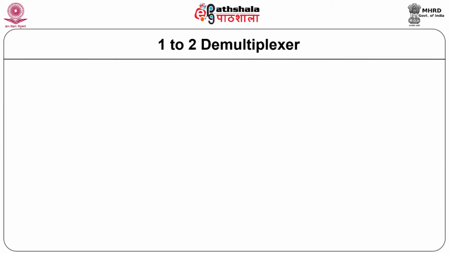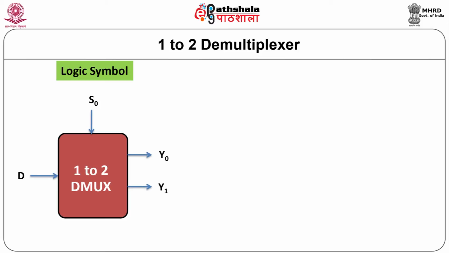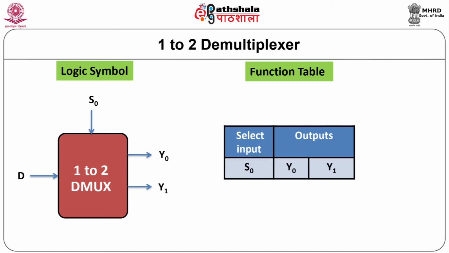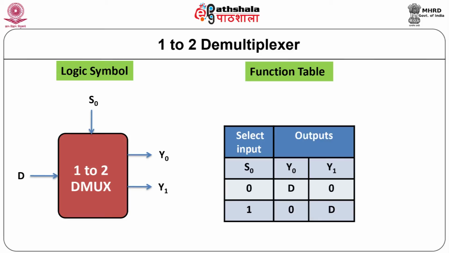Let us study 1 to 2 demultiplexer in detail. The symbol of 1 to 2 demultiplexer is shown here. 1 to 2 demultiplexer accepts single data input D, one select line S0 and 2 outputs Y0 and Y1. If you look at the function table, it is very clear that the select line will decide whether the output is to be distributed to Y0 or Y1. So, when S0 is equal to 0, you can see Y0 carries the data D. When S0 is equal to 1, Y1 receives the input data.